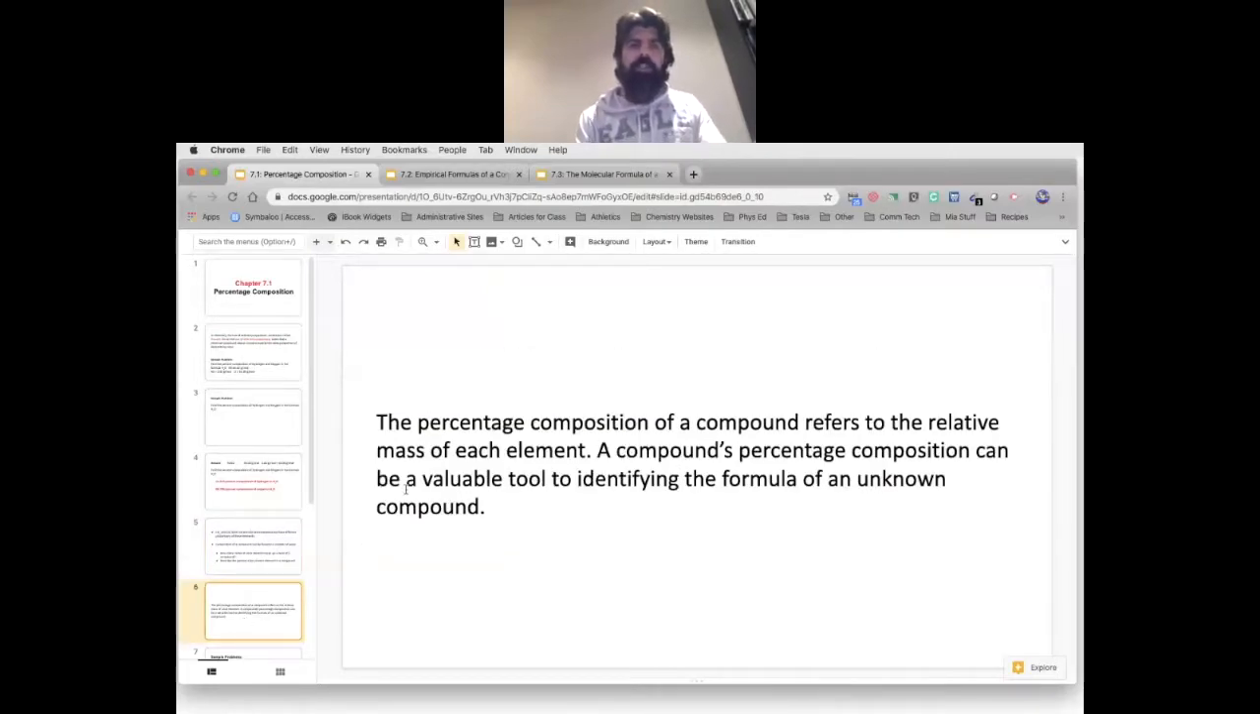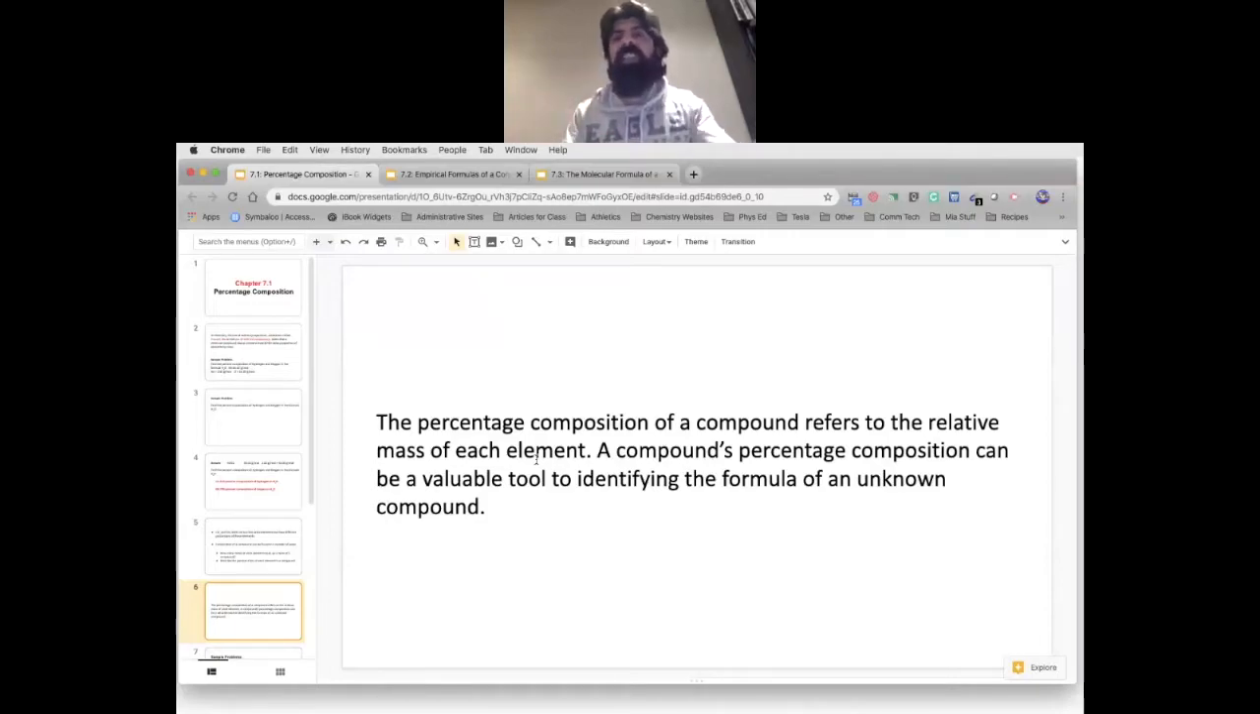Okay, so the percent composition of a compound refers to the relative mass of each element. So a compound's percentage composition can be a valuable tool to identifying the formula of an unknown compound. What that means is, if we knew the percent compositions, we could work backwards and figure out, ballpark-wise, what could be the formula of this unknown compound.